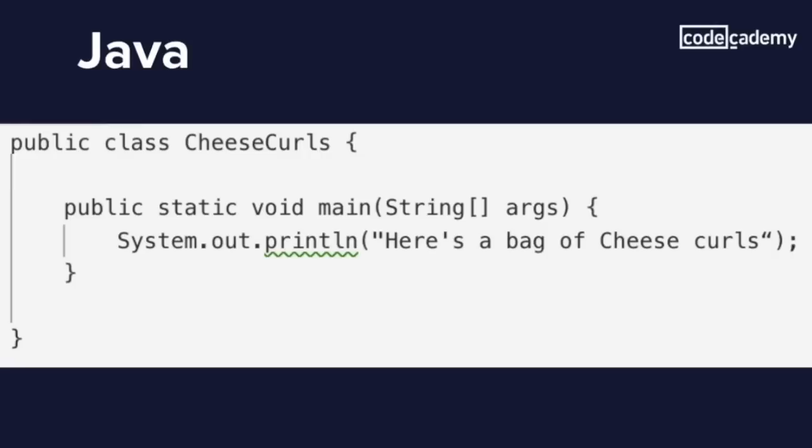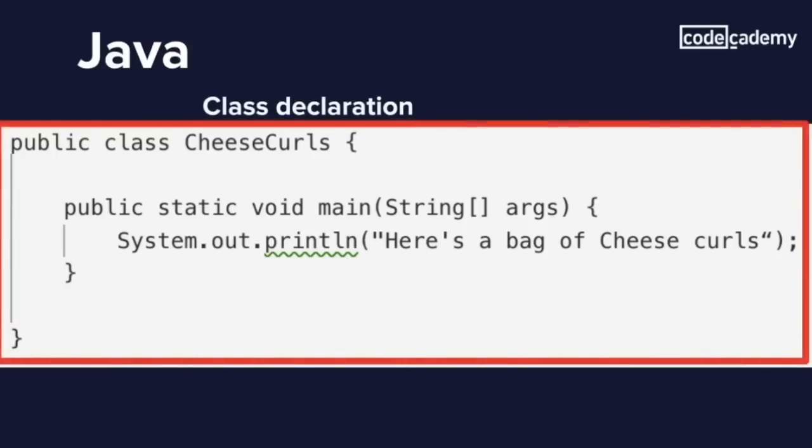Java requires a lot of code to do something as simple as printing out, here's a bag of cheese curls. You'll notice that this red box represents this outer public class cheese curls wrapper. This is what's known as the class declaration. Remember how I said that Java is a class-based object-oriented programming language? Class-based means that you literally have to wrap everything you ever want to code in a class like this.